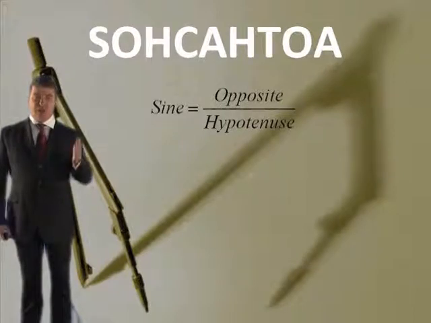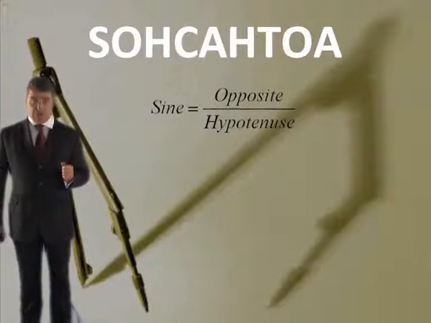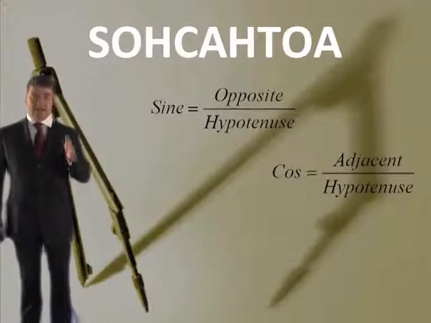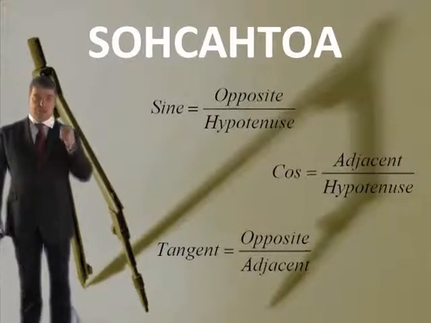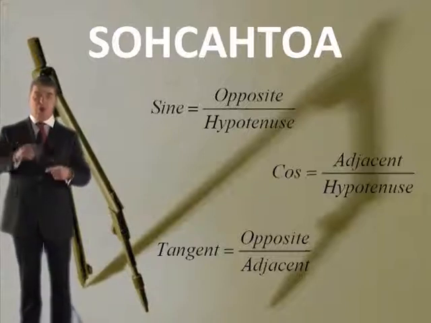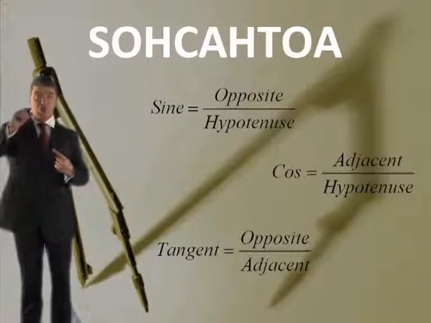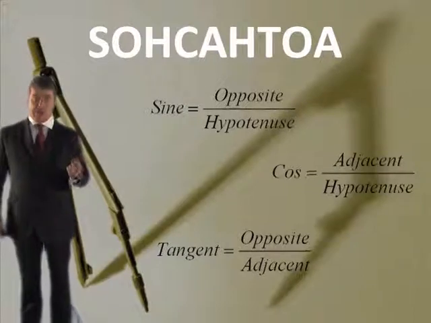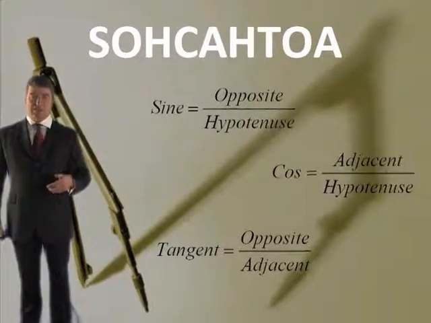So what is the rule? Sine is opposite divided by the hypotenuse. The cosine is the adjacent divided by the hypotenuse. And the tangent is the opposite over adjacent. So you use the sine function when you know the opposite and the hypotenuse. You use the cosine when you know the adjacent and the hypotenuse. And you use the tangent function when you know the opposite and the adjacent. That's the rule. Don't forget SOHCAHTOA, and we will apply it later on.